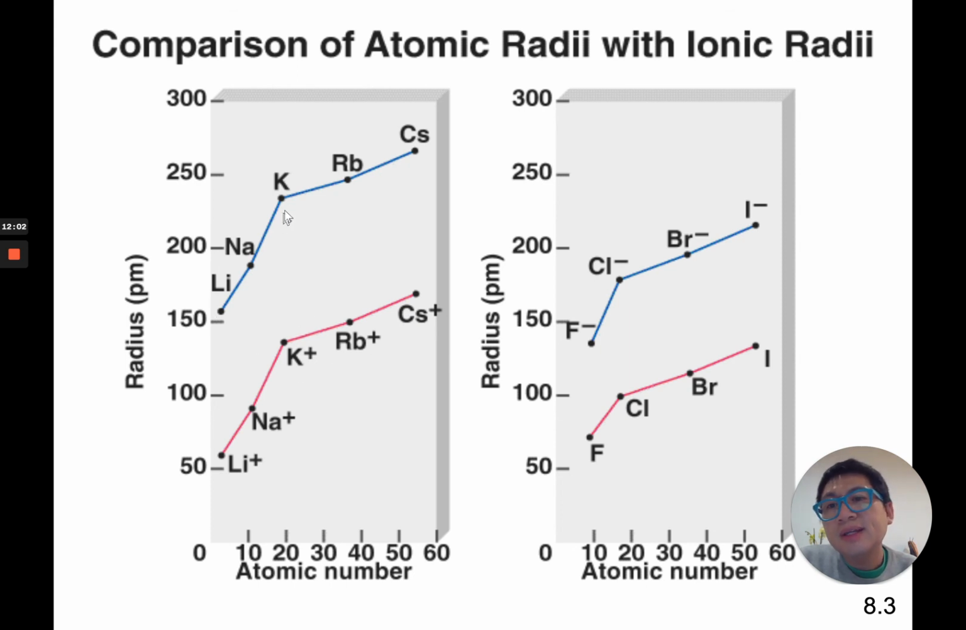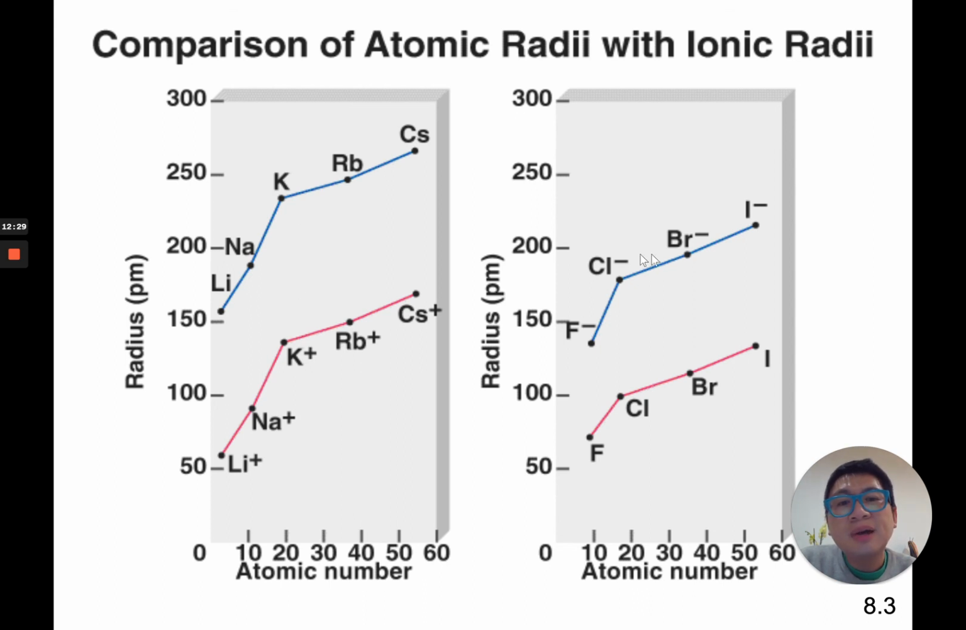Okay, how does atomic radii compare to ionic radii? So here is our neutral atom, and here its positive ion. Radius is on the y-axis. Notice lithium ion is smaller than regular lithium. Sodium ion smaller than regular sodium. Potassium ion smaller than regular potassium. Rubidium ion smaller. You get the point. So the positive cation, notice, is in general smaller than the neutral atom.